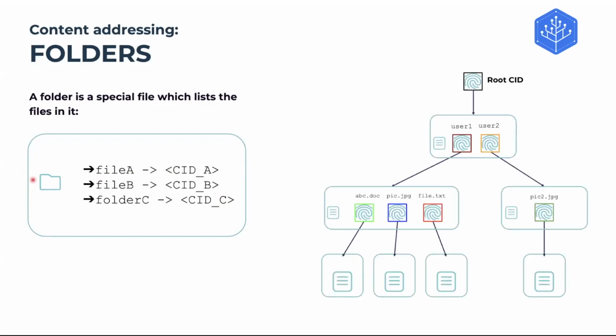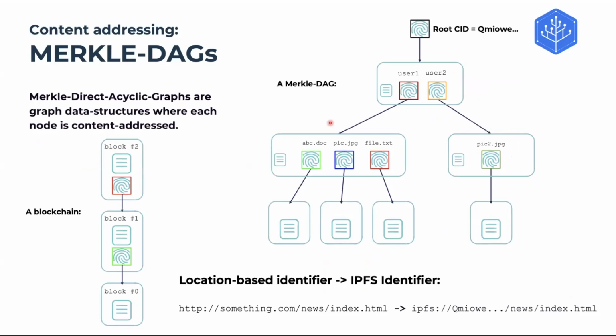And what you end up with is a root CID that contains all the contents of the folder. In the example we had in the previous slide, these can be different chunks of the same file, where you have a root CID, but then you can have different CIDs for each of the pieces within the file.